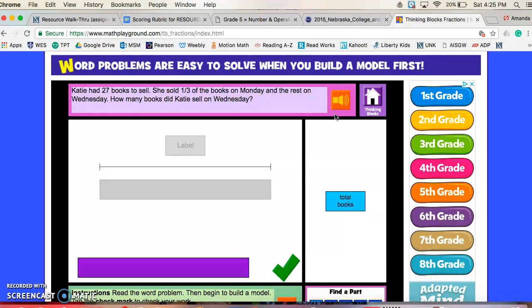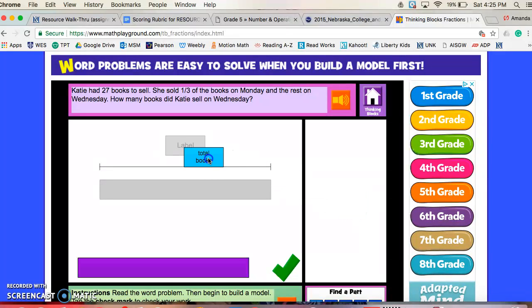So the problem here reads, Katie had 27 books to sell. She sold 1/3 of the books on Monday and the rest on Wednesday. How many books did Katie sell on Wednesday? So what I like is the kids are working over here on the right-hand side, and there are blanks for them to fill in.